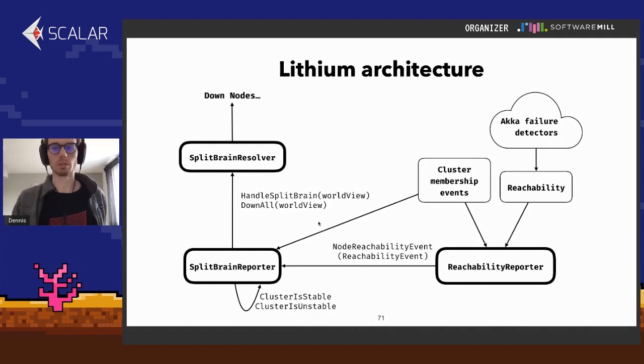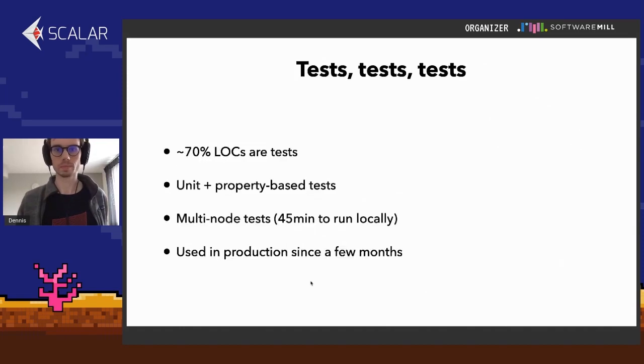And this one takes information from the cluster membership events and from the reachability report. The reachability report is the one that provides this additional reachability event, for the indirectly connected nodes. It does that by listening to the cluster membership events and the reachability events from Akka, mashing them together, and giving this enhanced information to it.